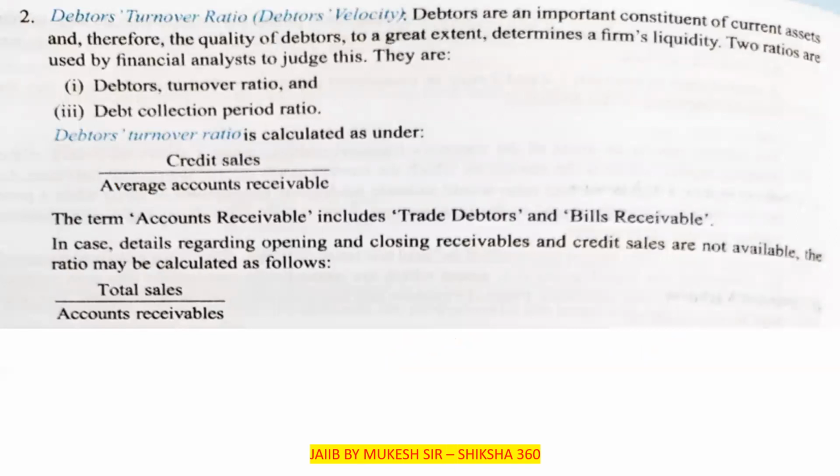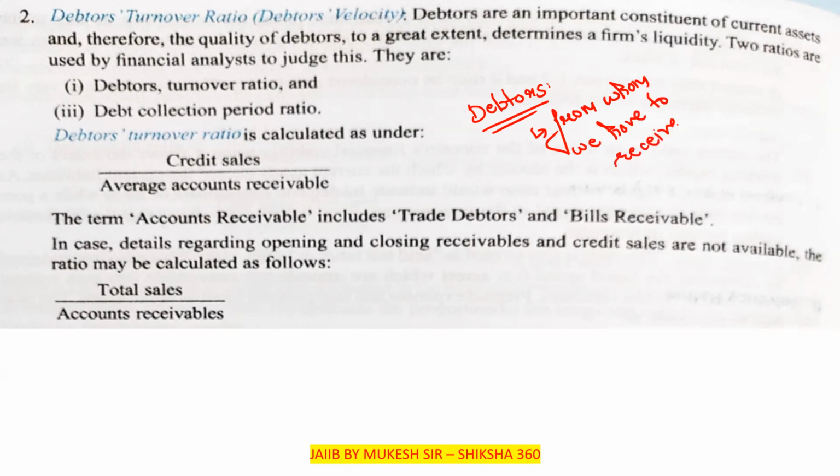Debtors turnover ratio, clear? What is the meaning of the debtors turnover ratio? So let's discuss. Debtors are those from whom we have to receive the money.